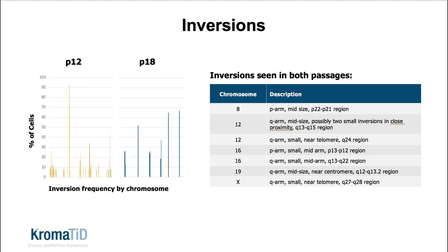Interestingly, the number and prevalence of inversions changed dramatically between the two passages. Of the 34 total recurrent inversions observed in passage 12, only 7 of those were still detected by passage 18. The germline inversion on chromosome 8, observed in 96% of the cells at passage 12, was present in only half of the cells by passage 18. These changes in inversion profile also indicate genomic instability, transformation, and the start of subclonal expansion among the surviving cells.